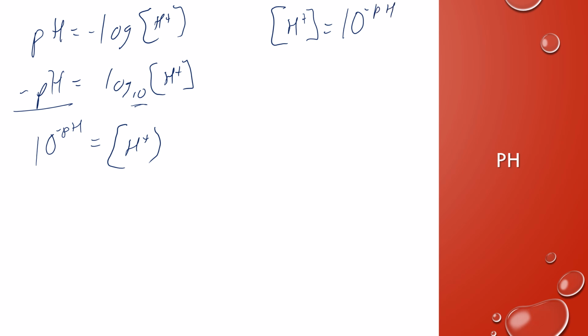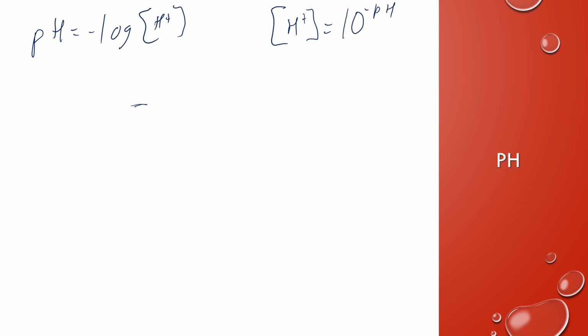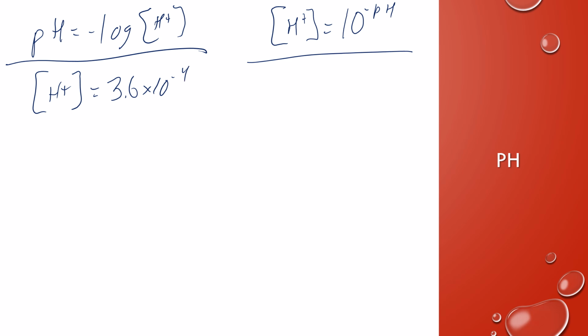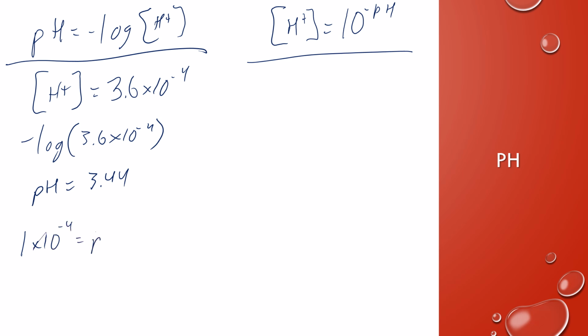Now, if you're not super confident with logarithms and rewriting them, you can just remember these top two equations, which you definitely need to be able to do both of, because they could ask you to solve for pH, or they could ask you to solve for the hydrogen ion concentration. So let's say, for example, my H+ concentration is 3.6 times 10 to the negative fourth. I can type into a calculator negative log of 3.6 times 10 to the negative 4, and I will get a pH of 3.44. Now this makes sense because we said 1 times 10 to the negative 4 has a pH of 4.